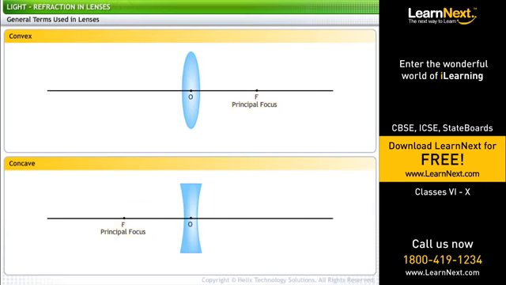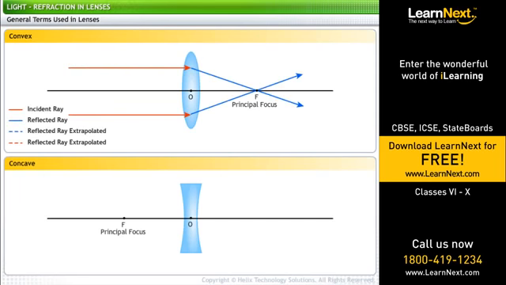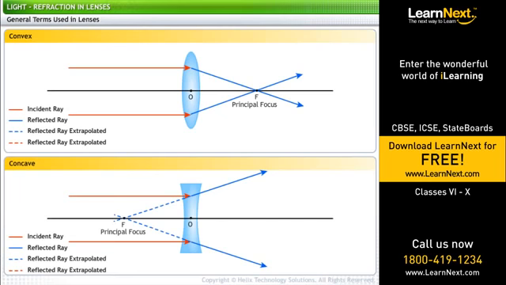Principal focus. Principal focus is a point on the axis of a lens. This is the point where a beam of light parallel to the principal axis, after getting refracted, meets in a convex lens or appears to meet when produced backwards in a concave lens. Principal foci occur on both sides of lenses. Principal focus is also known as the focal point. In the figure here, F1 and F2 are the 2 principal foci.